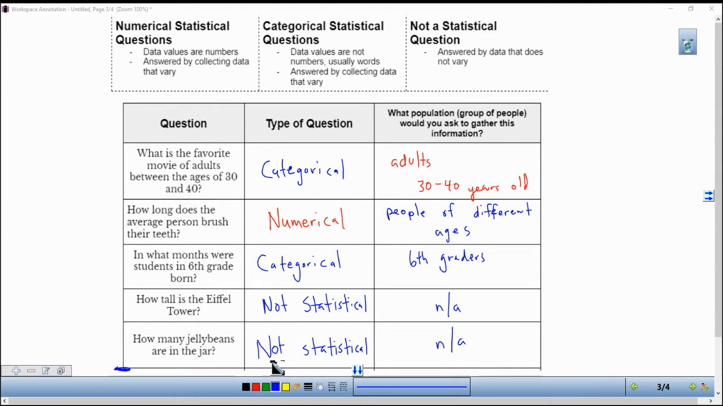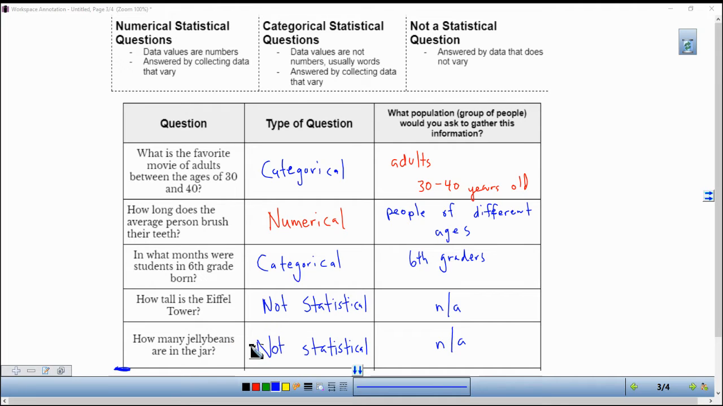These 2 I had as being not statistical. This first one, how tall is the Eiffel Tower? There is a right or wrong answer to that. It's kind of like the one about George Washington. When did he become president? Or what's my favorite color? You only have to look at one resource to get that.